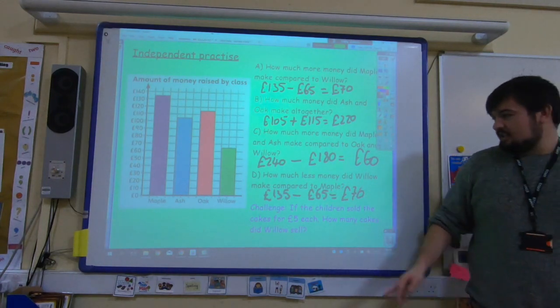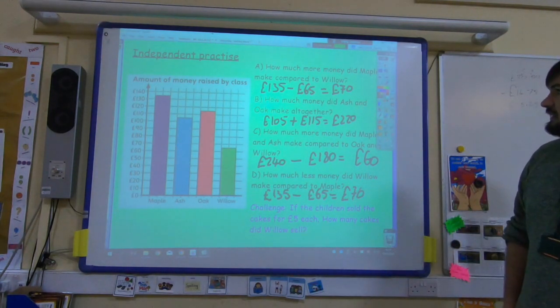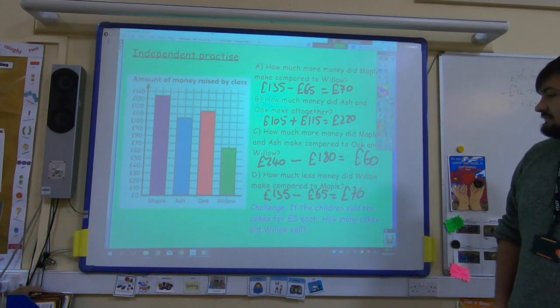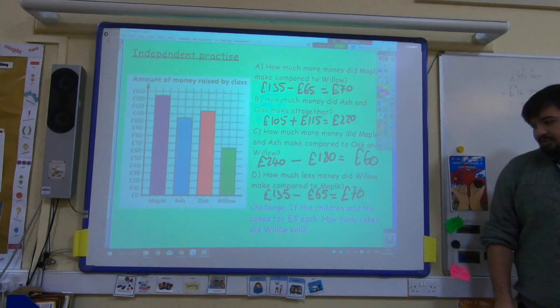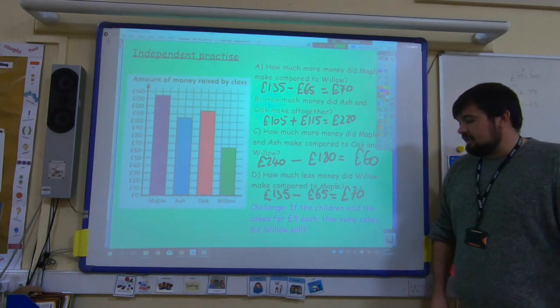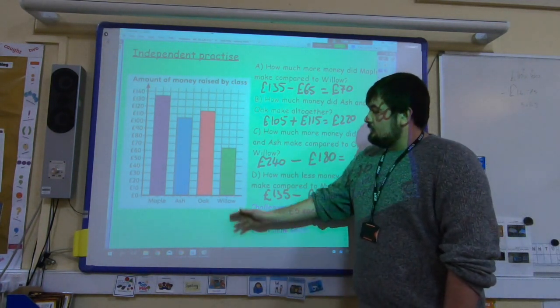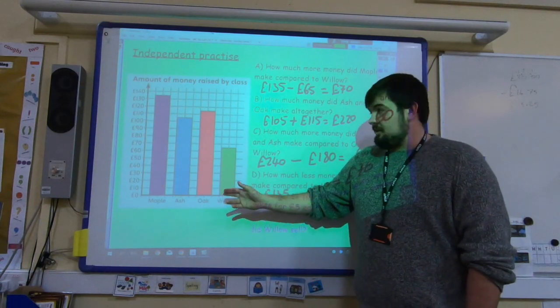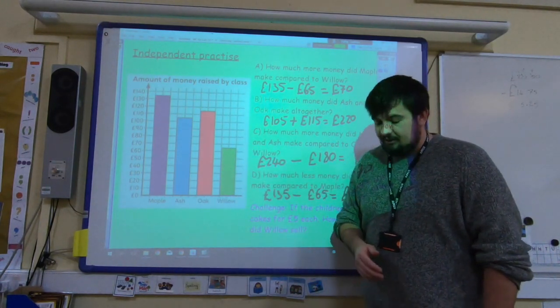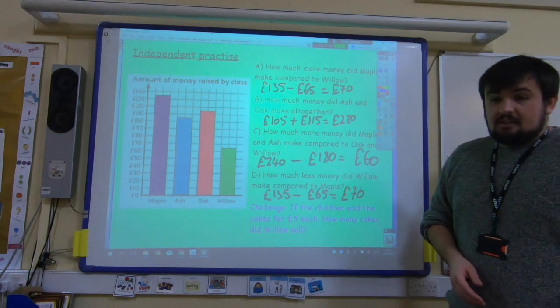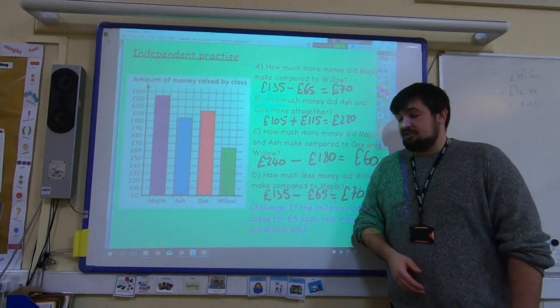There's lots of similarities. Well, this one here then. I know the answer. If the children sold the cakes for £5 each, how many cakes did Willow sell? Well, for this one, we needed to find out how much Willow made. Well, we know she's made £65. And then we just divide by 5.